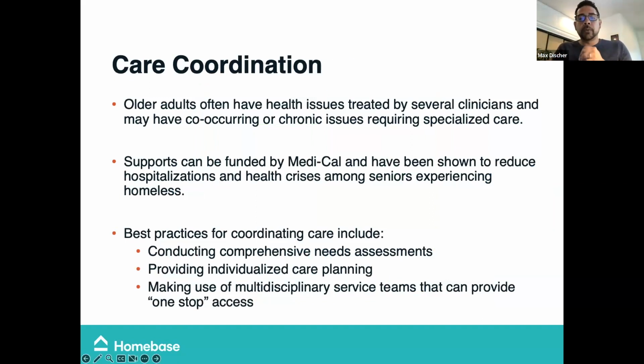Also, let's think about coordinating with one another and across systems, right? Older adults have health issues that are treated by several clinicians and may have co-occurring issues requiring specialized care. It's important to remember that some of these supports can actually be funded by Medi-Cal and have been shown to reduce hospitalizations and health crises amongst those experiencing homelessness. Best practices for coordinating care are conducting comprehensive needs assessments, providing individualized care planning, making use of multidisciplinary service teams, and providing one-stop access to the extent possible. The more we can co-locate our services, the better.